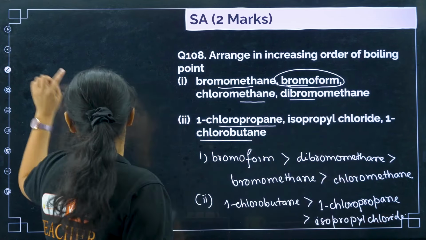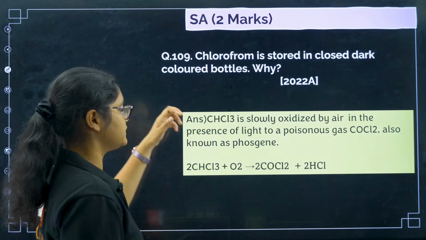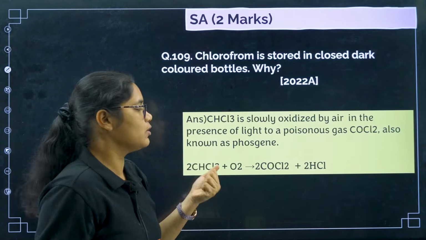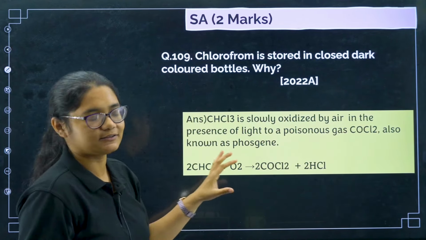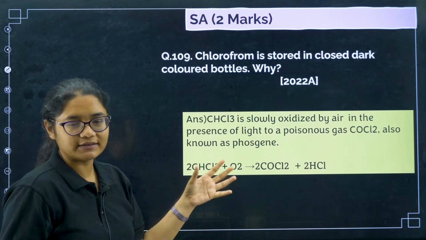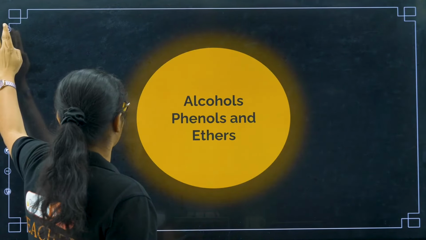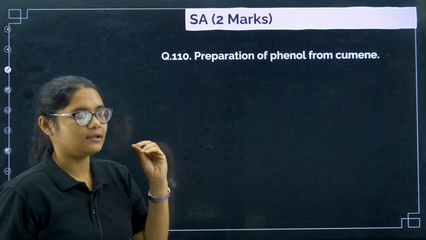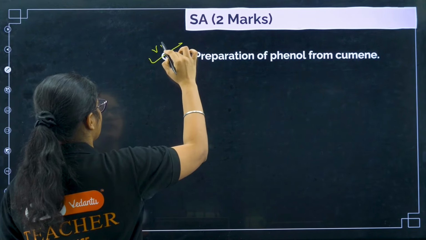Okay. Next, chloroform is stored in dark colored bottles. Why? It is because CHCl3 gets slowly oxidized and forms a poisonous gas, that is COCl2. So that is why it is stored in dark bottles to avoid its reaction. Now we will see alcohols, phenols and ethers, the very important reaction. So I can write this reaction is very important.